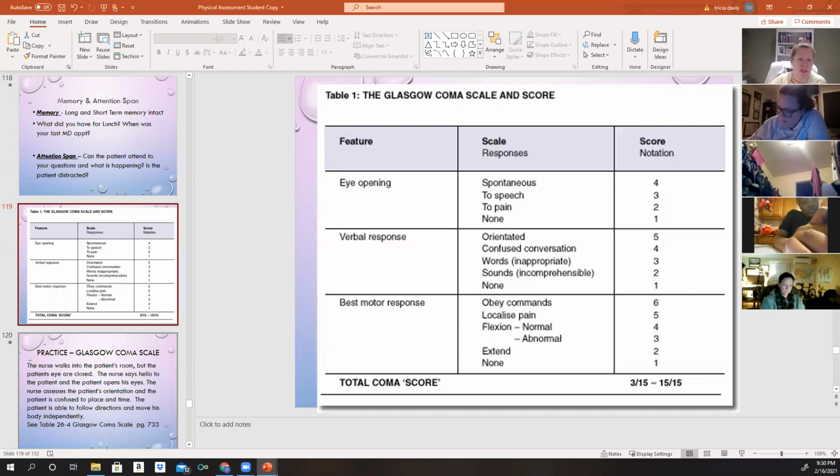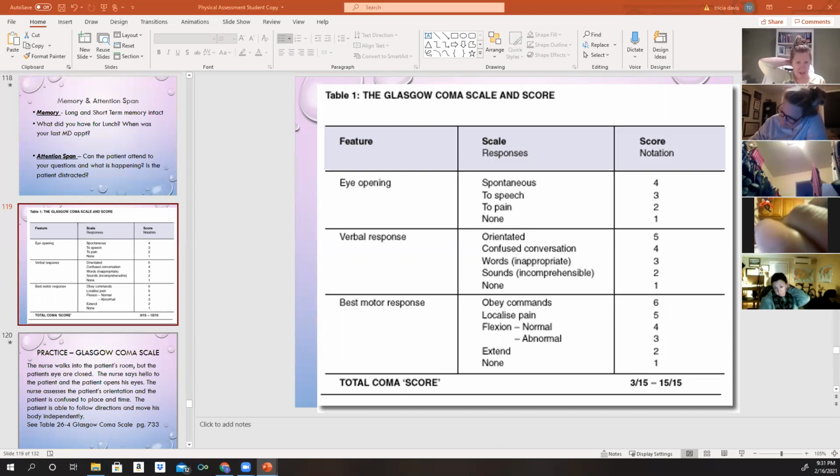In the ICU, we do something called the Glasgow Coma Scale. We give them a number for each feature and their responses, and their total score is based out of 15. It is a tool that was designed back in 1974, so it's been around a long time, and it assesses the level of consciousness with people who have acute issues or traumatic brain injuries.